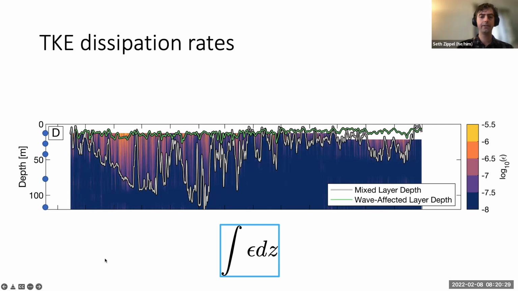The green line here is an estimate of the wave affected layer that's based on the surface wave significant wave height, and the gray line is the mixed layer depth that's determined from the temperature difference. So you can see that the dissipation rates are generally larger above the mixed layer depth, and tend to be below 10⁻⁸, which is about our noise floor, when you're below the mixed layer depth. But from this, we can estimate this integrated epsilon term and go back and apply that towards this vertically integrated TKE budget.